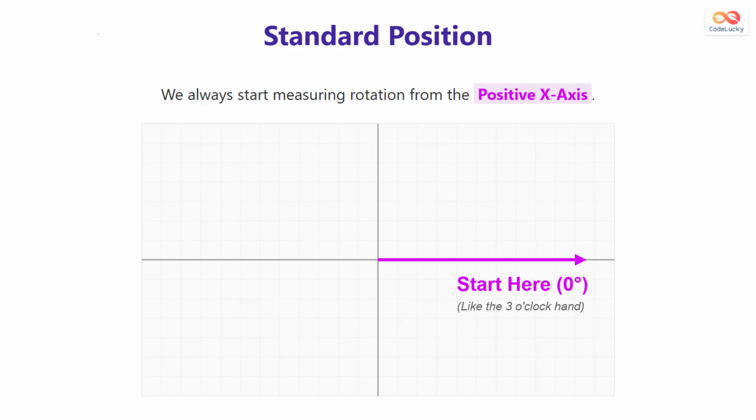Before we start rotating, we need a starting line. This is called the standard position. We always start measuring our angle from the positive x-axis. Think of this like the 3 o'clock position on a standard clock face.